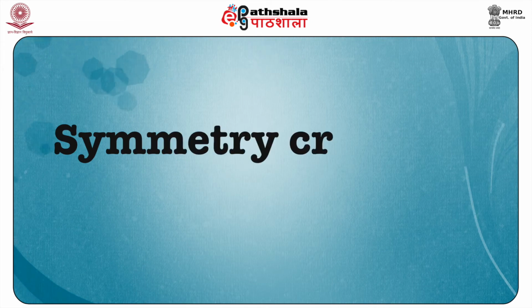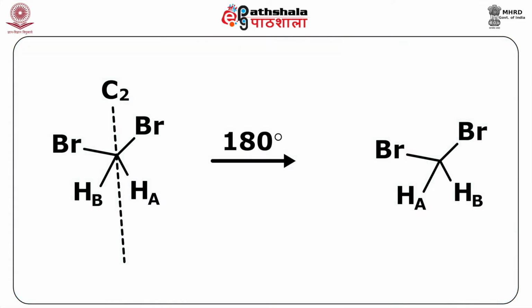Now let us discuss the second criterion, which is the symmetry criterion. Other criteria to find out the homotopic ligands and faces are symmetry criteria. Students, you should know that ligands are homotopic if they can interchange places through the operation of a Cn symmetry axis. The bromine atoms in methylene bromide, having a symmetry point group of C2v, are homotopic because they exchange places through a 180-degree turn around the C2 axis.